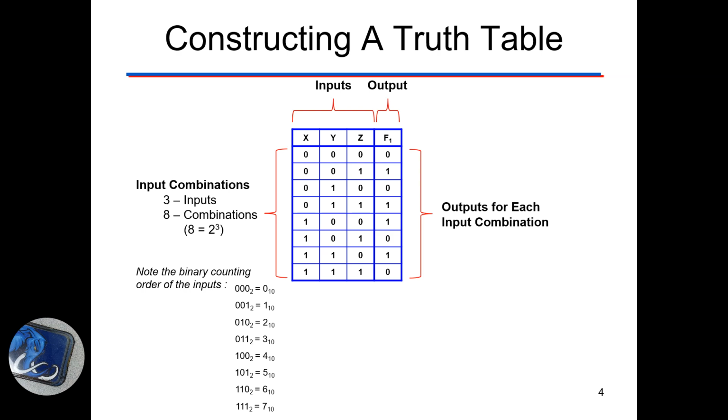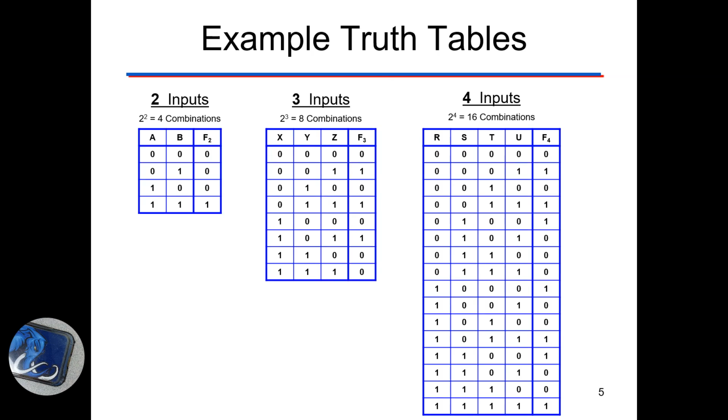Has everybody kind of understood that? All right. Moving on. These are 4 different ones, or 2 input, 3 input, and 4 inputs.